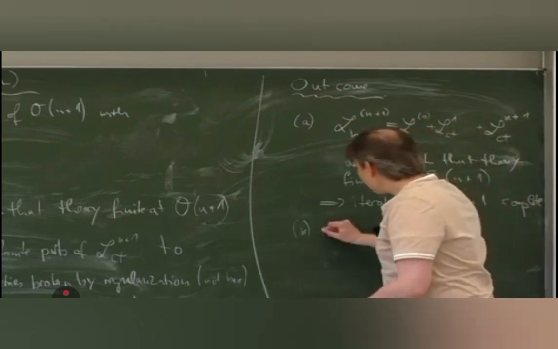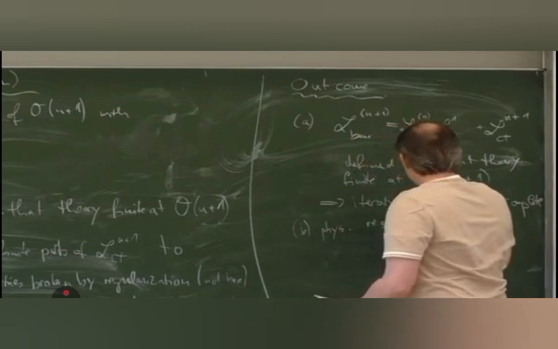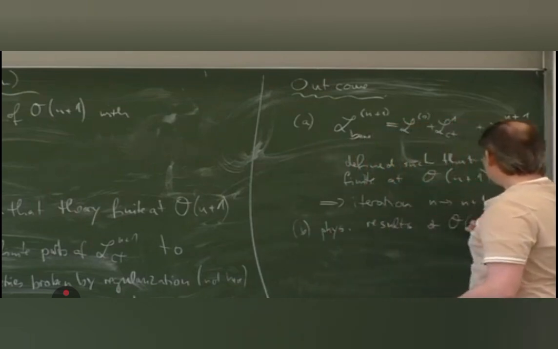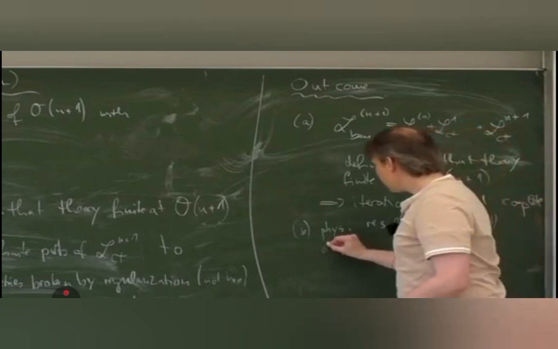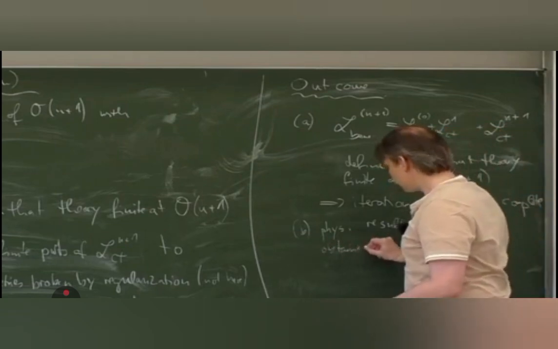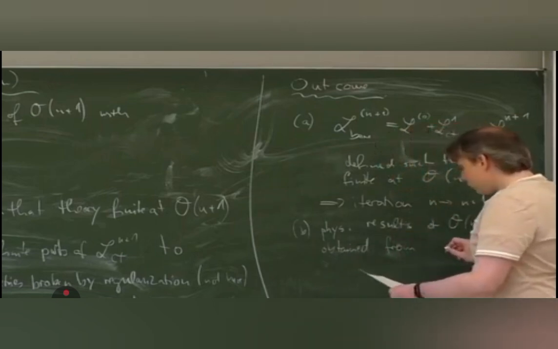So physical results at any order, let's say n+1 loop order, are obtained how? They are obtained from these renormalized green functions.